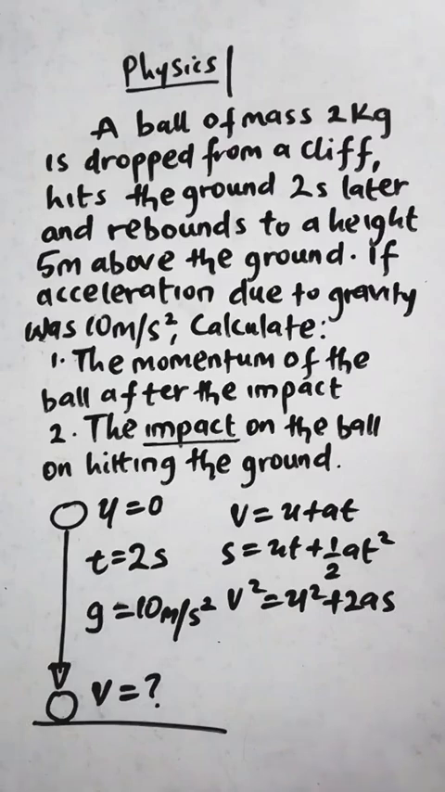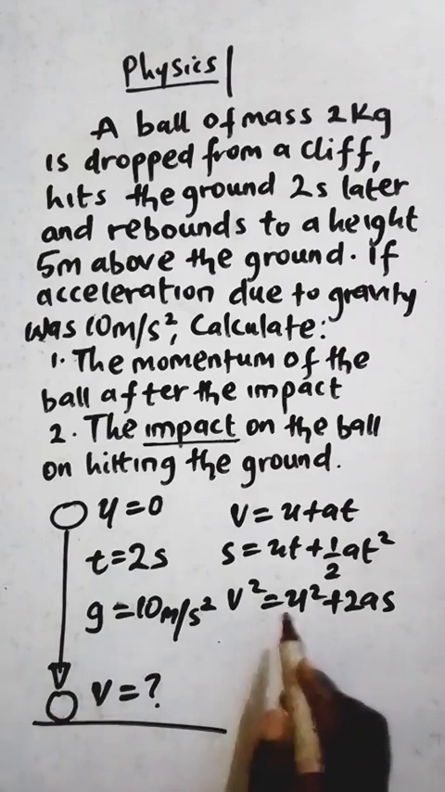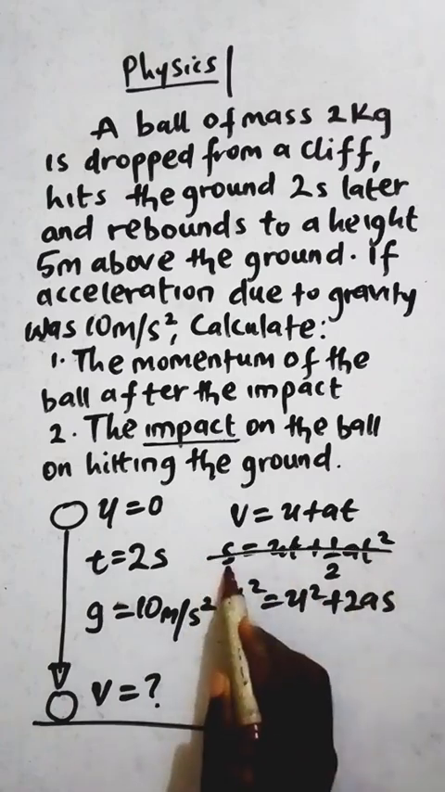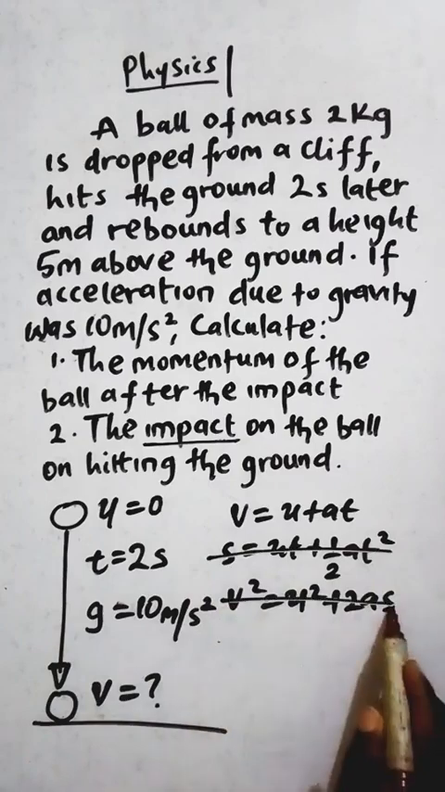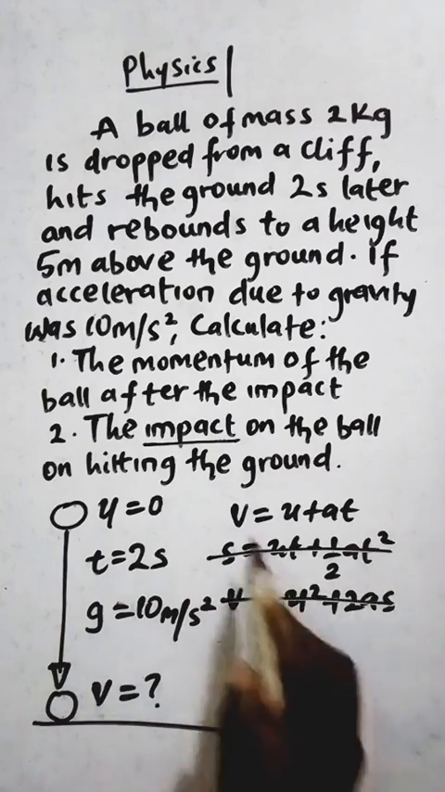The only time they mentioned a height is when the ball bounces back and rises back up. They told us how far it went up, not the height from which it fell. So no h here. That means we can't use this one because it has distance, which is height in this case. This one also has distance s. So the only one we can use is this one.